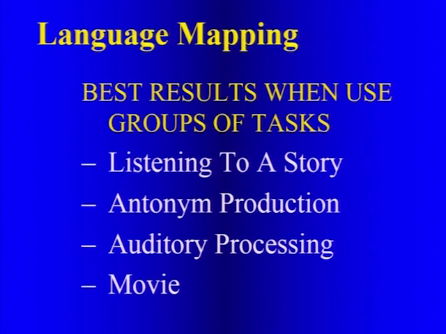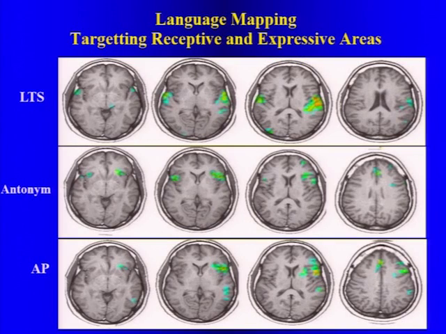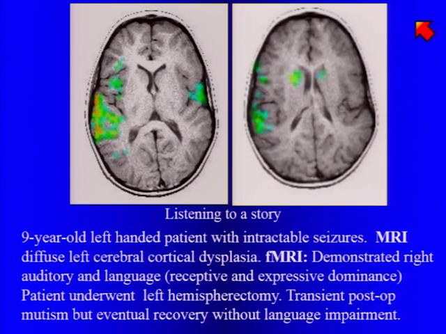So as I said, it's best done when we do a group of tasks, and we usually do 3 of the 4 of these when we have a cooperative patient, and this just gives you an idea of listening to the story, where you can see pretty much area 22, or the receptive language. Antonyms, you see Broca's region here, both with antonyms and the auditory descriptive tasks.